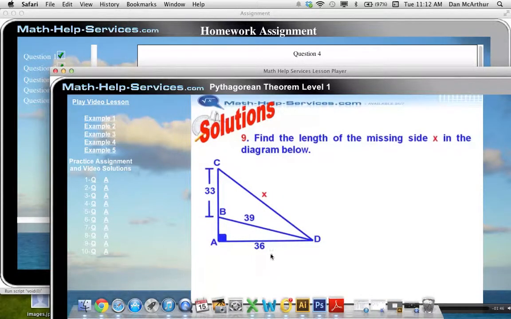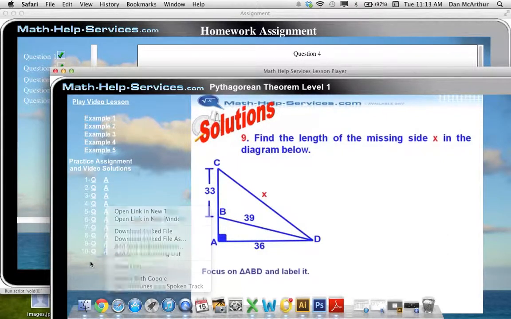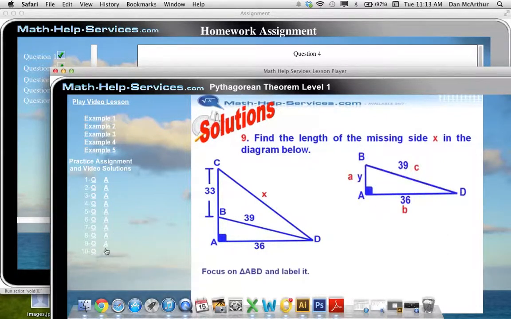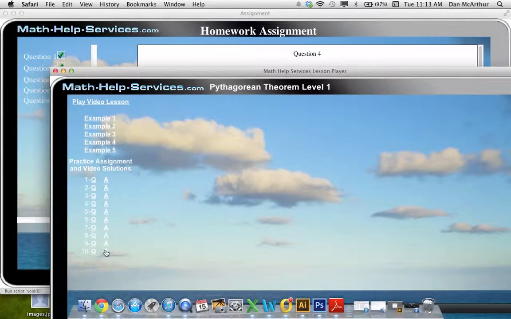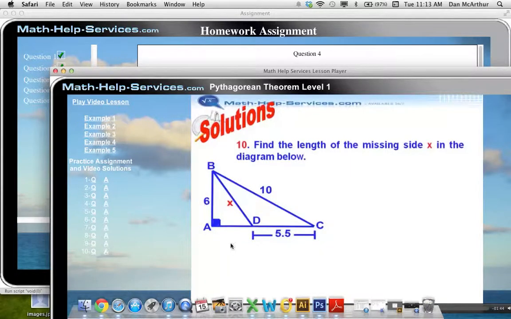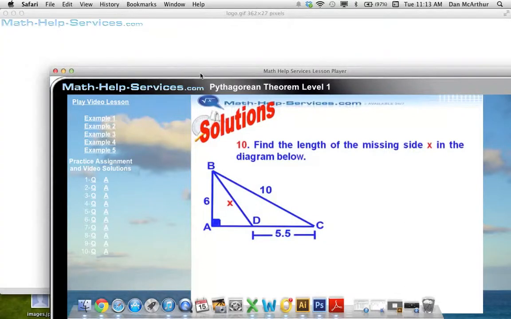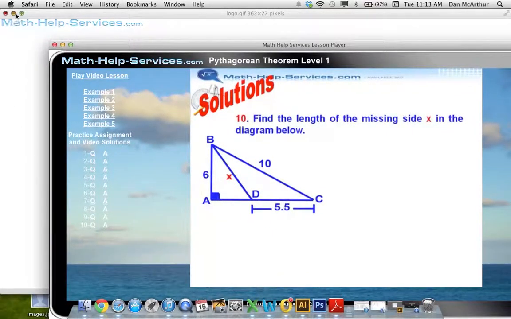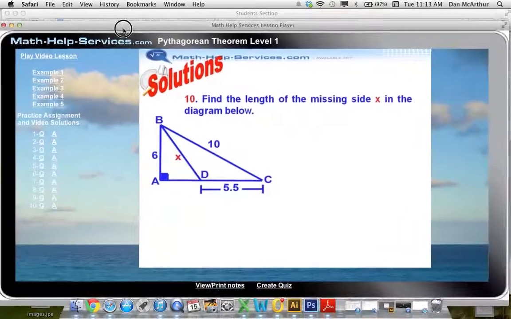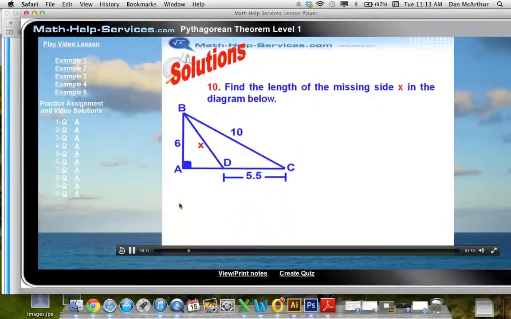So they're looking for the hypotenuse of the bigger triangle. Focus on triangle ABD and label it. We're doing that because it's a right triangle and we have 2 sides in it. So this is a good thing to get. There we go, guys. Look at this one. Solution to question 10. Find the length of the missing side x in the diagram below. Remember that you need 2 sides in a right triangle to use Pythagorean Theorem to find the third side.